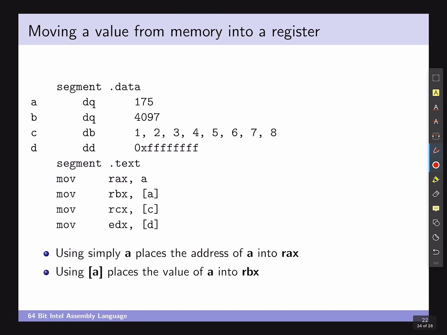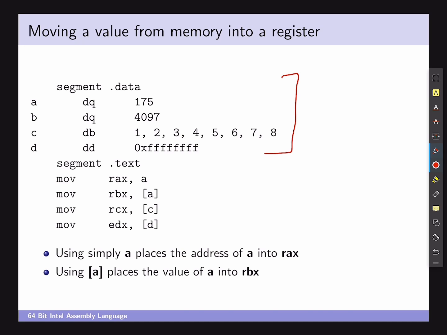So let's look at how we can move something into a register that isn't an immediate value. The next thing we may want to do is try to get data into a register, so we would like to load data from memory. On the top here we have our data segment defined as we had before.